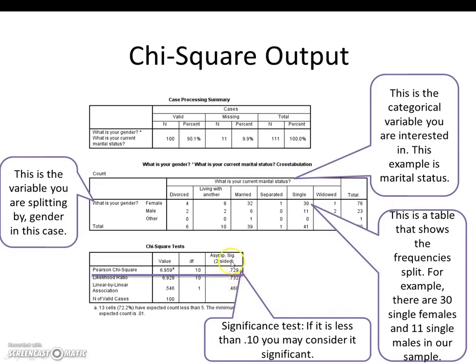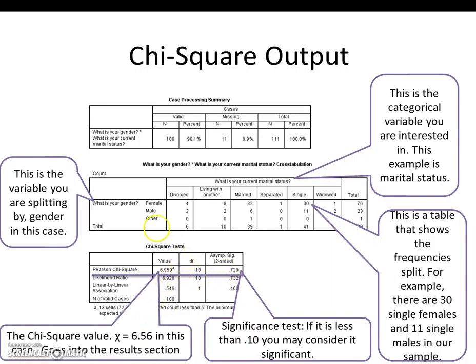Here is the significance test. The question is, are 30 out of 76, is that statistically different than the 11 out of 23? Here we see it is not. Again, it needs to be less than 0.10, and this is 0.7. So this is not anywhere near it. And here would be your chi-square number. And you use the chi-square symbol there and list it in the results section as well.